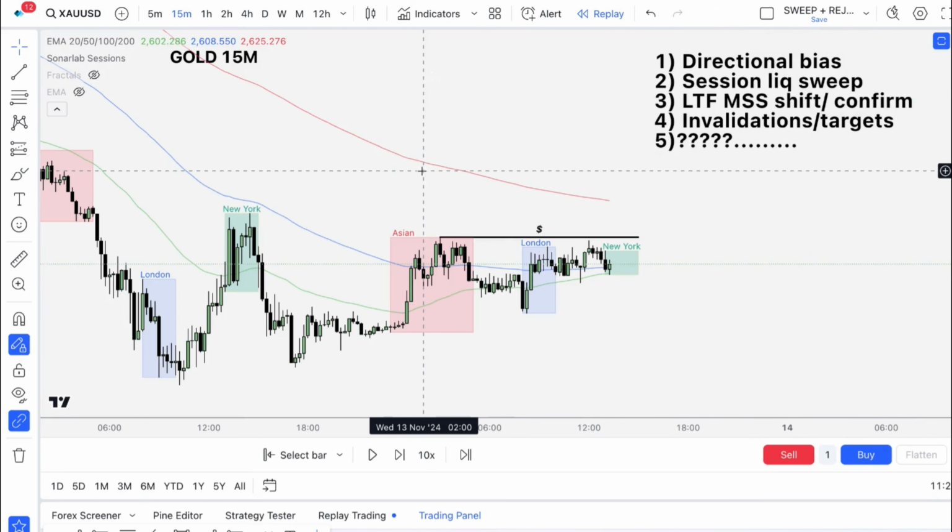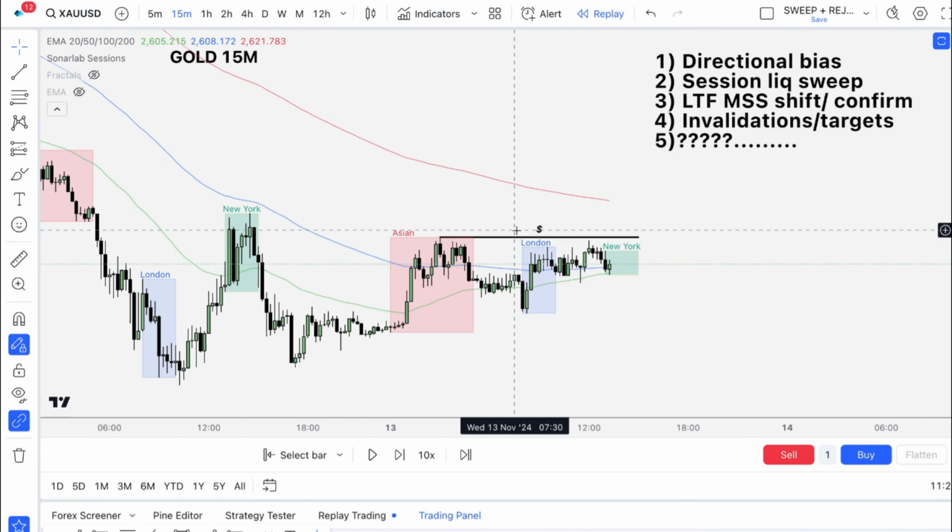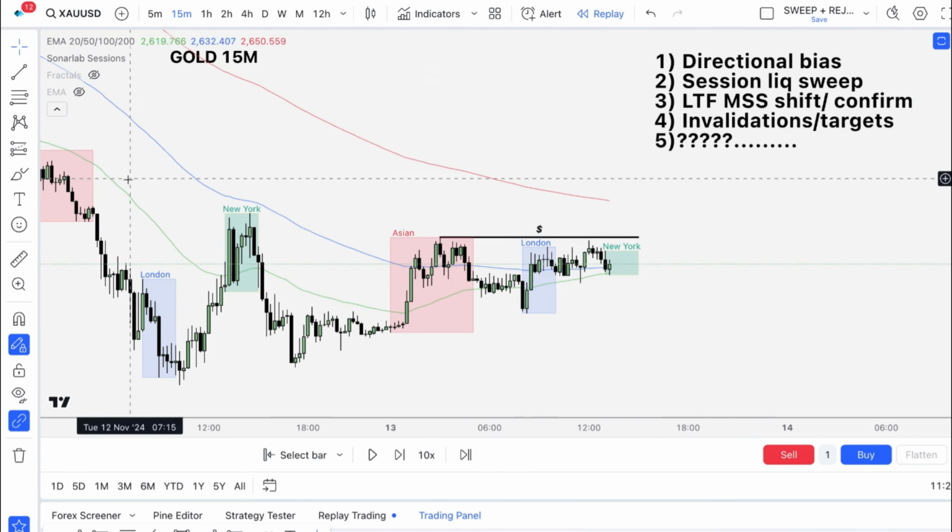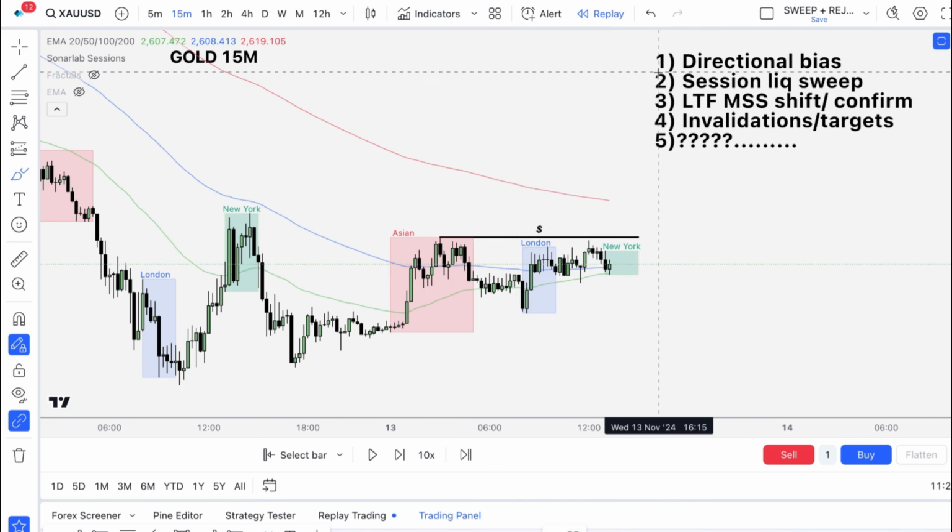Okay, so this is on gold on the 15-minute time frame, and this was a trade that I took last week with all of the members at Toto Capital. So let's just break this down so you can understand exactly why this trade was taken.